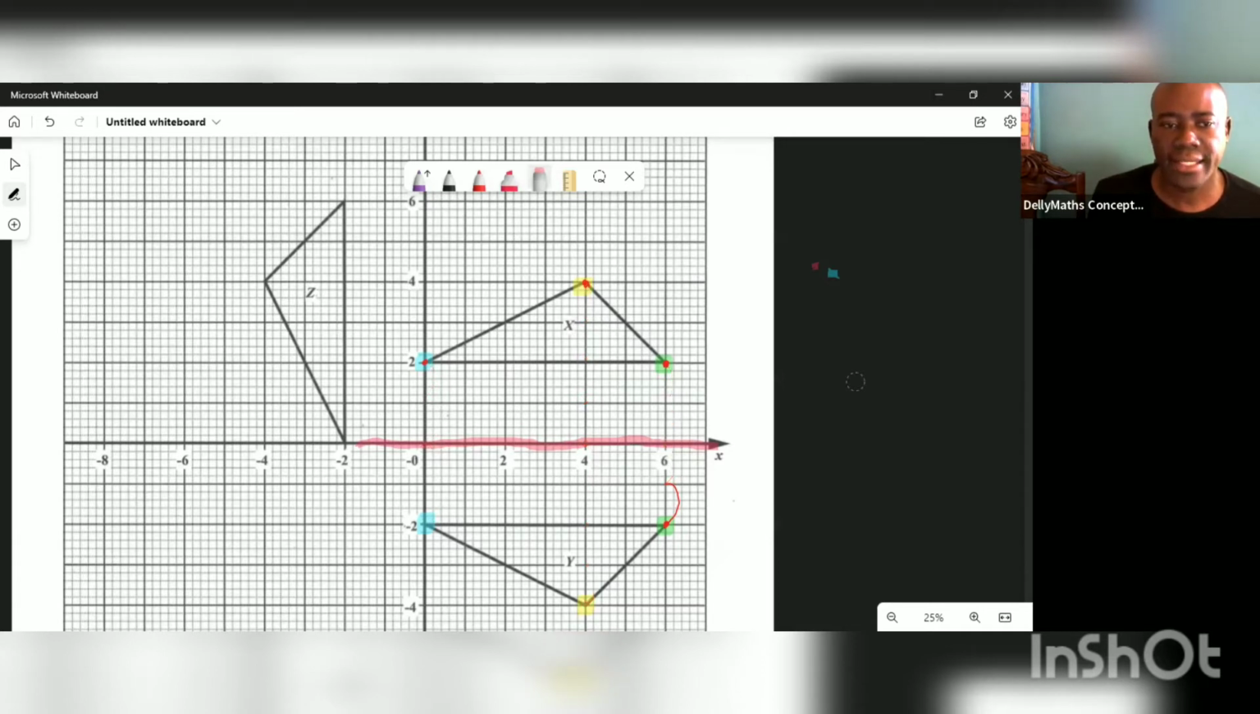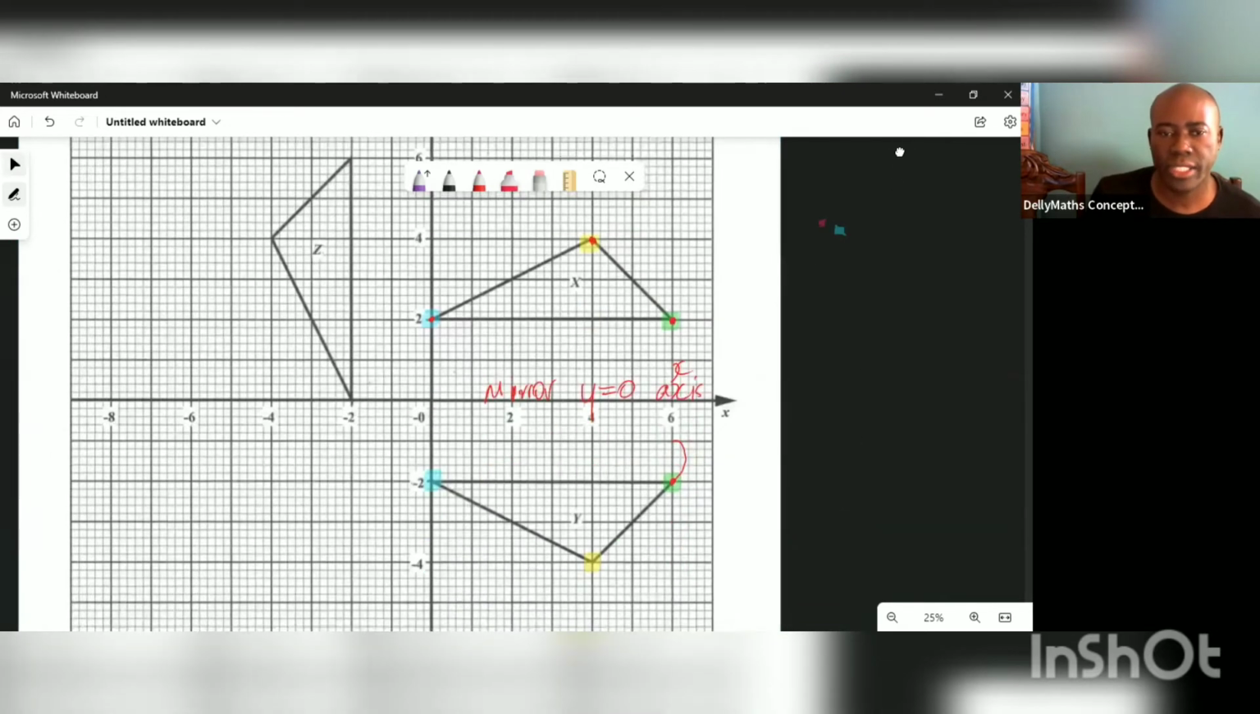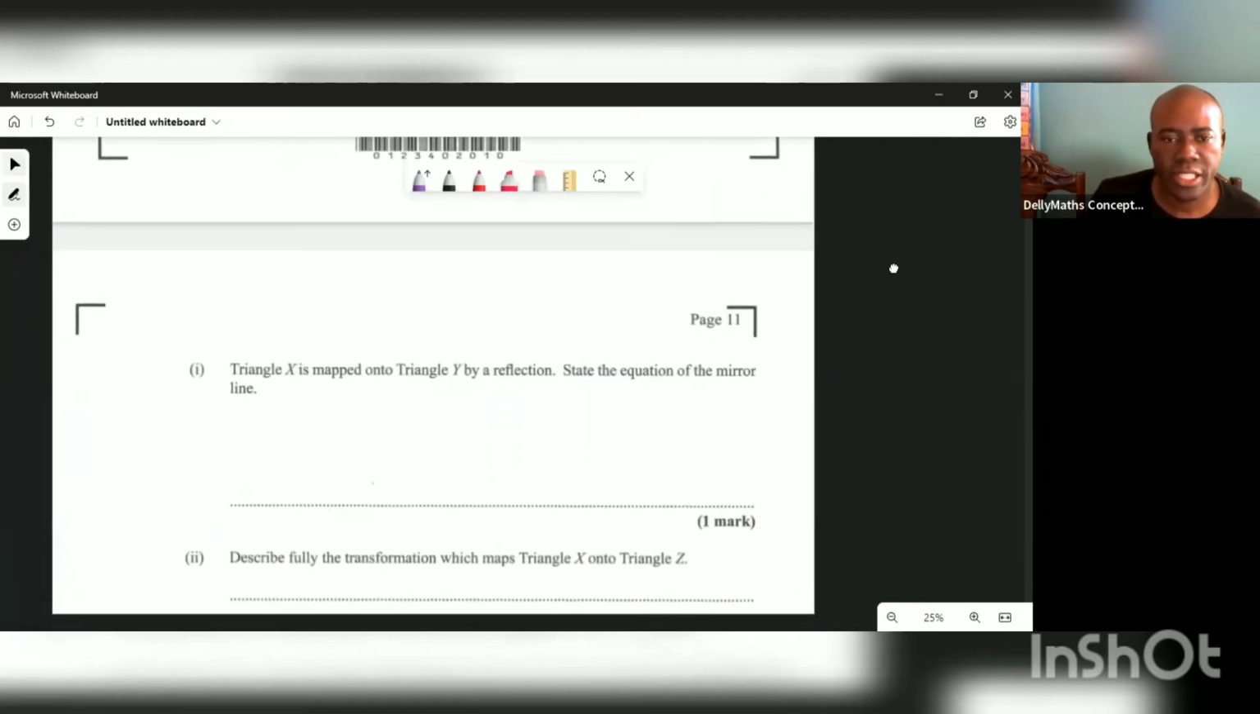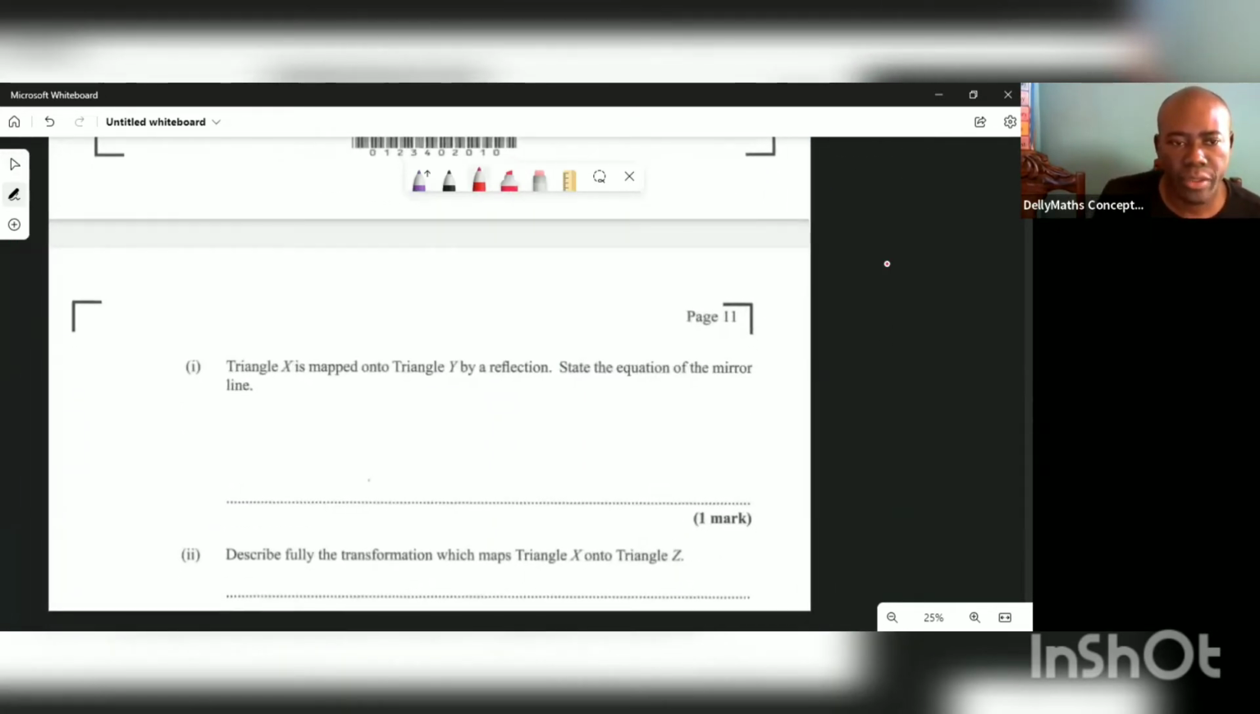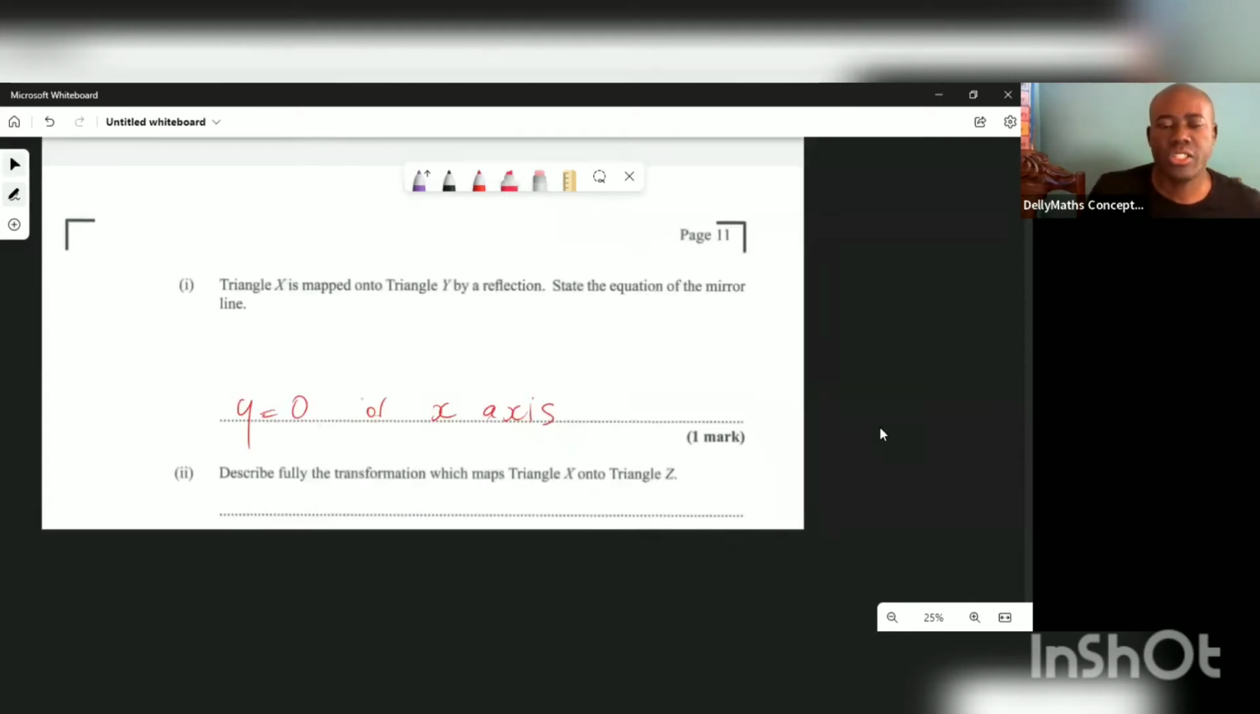So the x-axis is our mirror line. So here is our mirror line. This is my mirror. The mirror can be called y equals 0, or you can call it the x-axis. So that's the mirror line right there. So let us just respond to this question here. The mirror line is y equals 0, or we could say the x-axis.